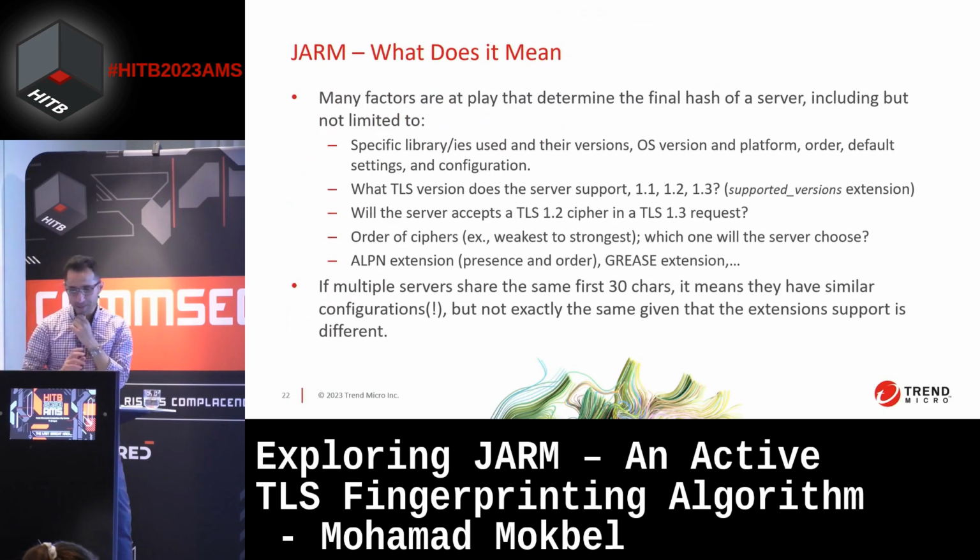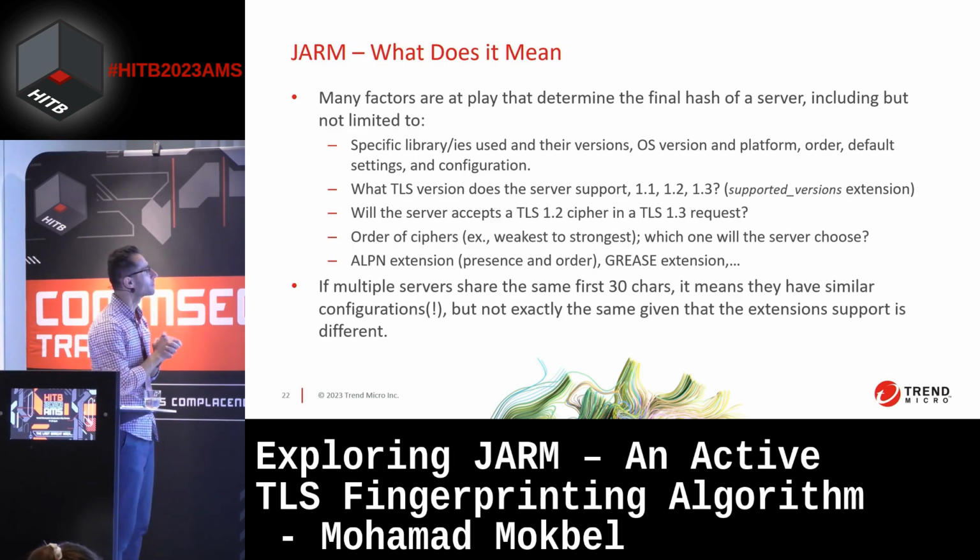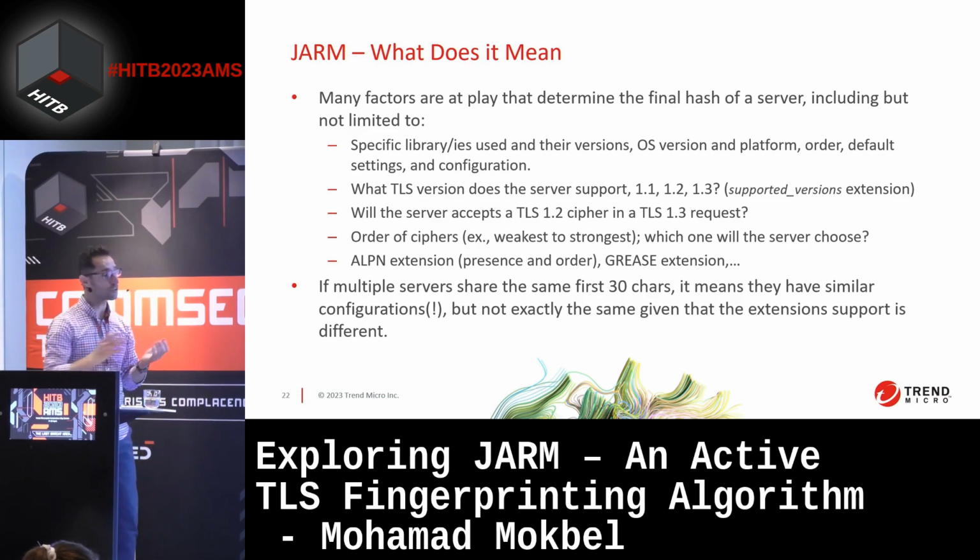So JARM, but what does it mean exactly when you get this hash? What makes JARM fingerprinting unique or not unique? I think you should draw your own conclusion by now without me saying it. But since we are specially crafting these requests, it's different from what an actual client would send to the server. And there's a lot of factors at play that would change the hash itself. So, for example, you have the library used, the version of the library, the OS version, the order, default settings, and configuration on the server side.